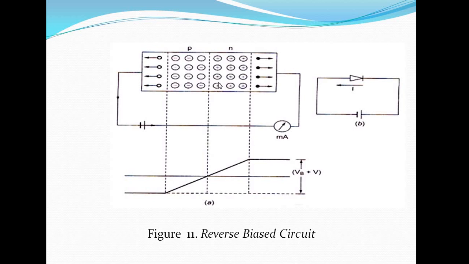The current passing is very small, and a few minority charge carriers are present in the n-type and a few minority charge carriers are present in the p-type. Due to these minority charge carriers, some current is produced. That current is called the leakage current or dark current. This is in reverse bias.